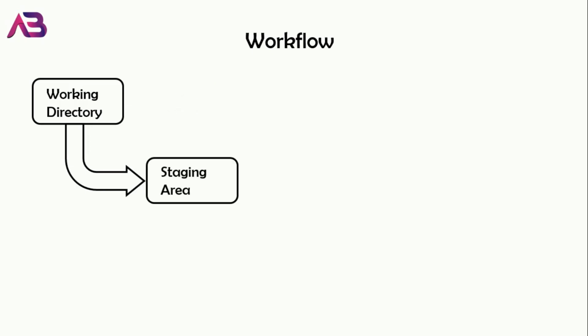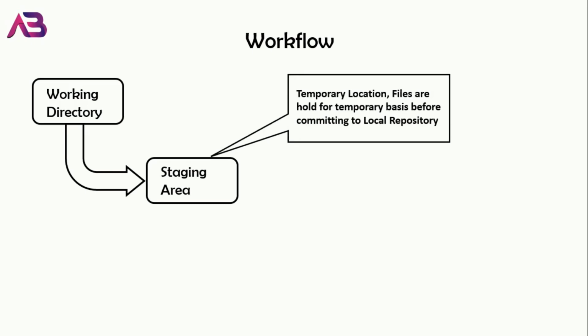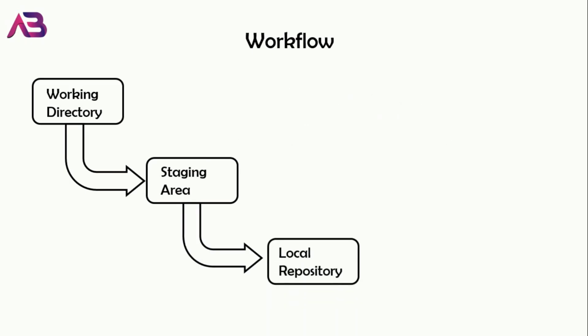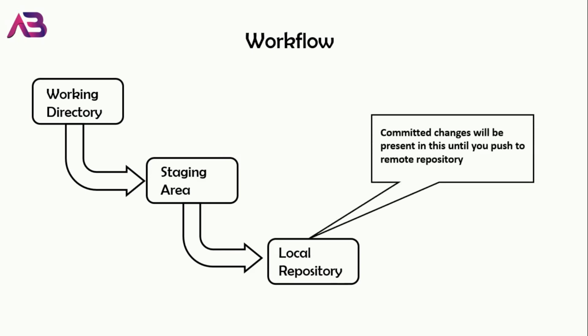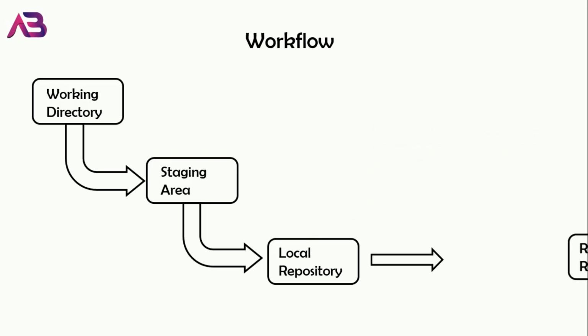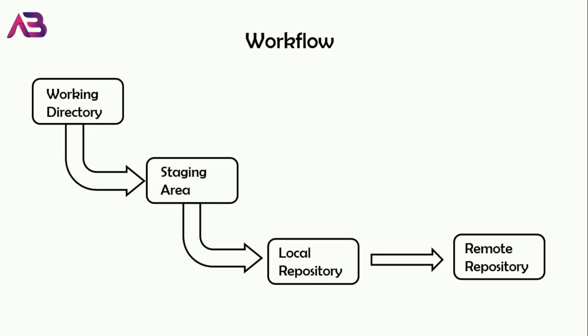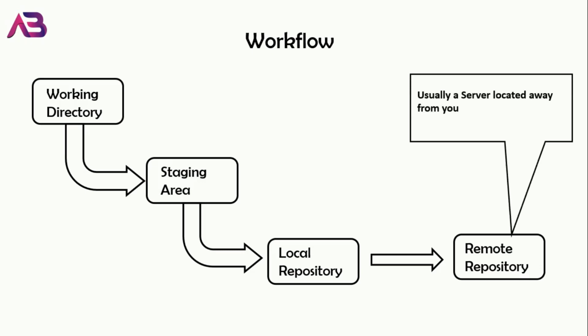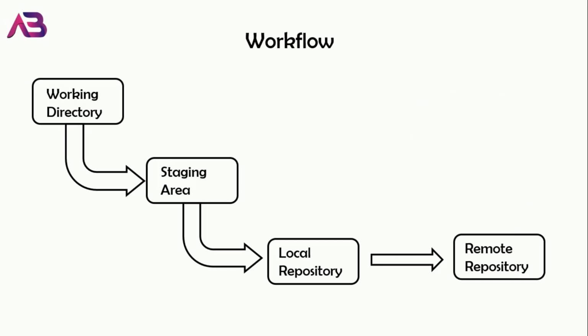Then comes the staging area, also known as temporary location. This is the area where files are held on for temporary basis before committing it to the local repository. Now once you are confident about your work, you can then commit it to the local repository. Local repository. This local repository is actually present on our computer. The committed changes will be inside this local repository until it has not pushed to the remote repository. The remote repository is usually a server located miles away.